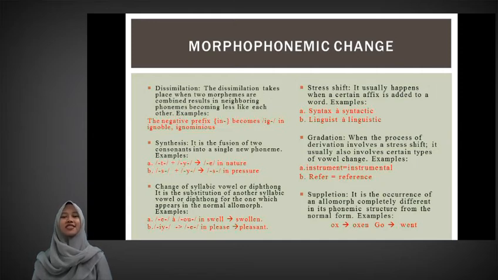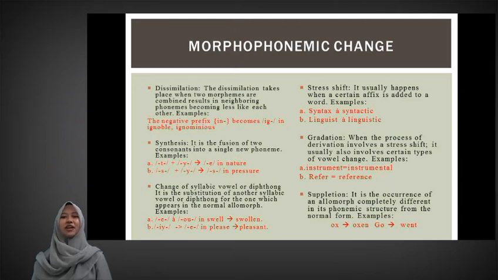Next, about syntactics. It is the fusion of two consonants into a single new phoneme. For example, like in the PPT that I have shown you, the t becomes ch in the word nature. And the second is the s that is staying in the word pressure.